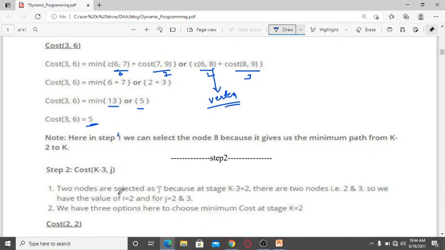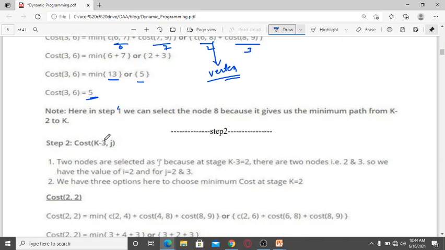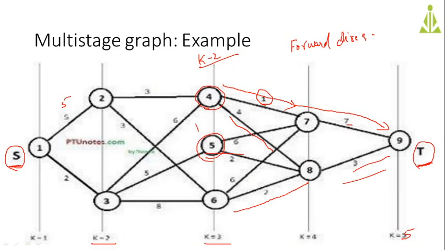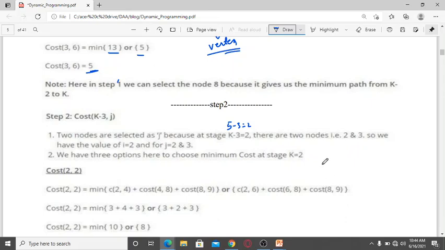Next one is step 2. Just now we finished k minus 2. Now we will do k minus 3. So what is our k? 5 minus 3 is equal to 2. And how many vertices are there in stage 2? In stage 2 we have 2 vertices, 2 and 3. So we have the value of i equal to 2 and j equal to 2 and 3.